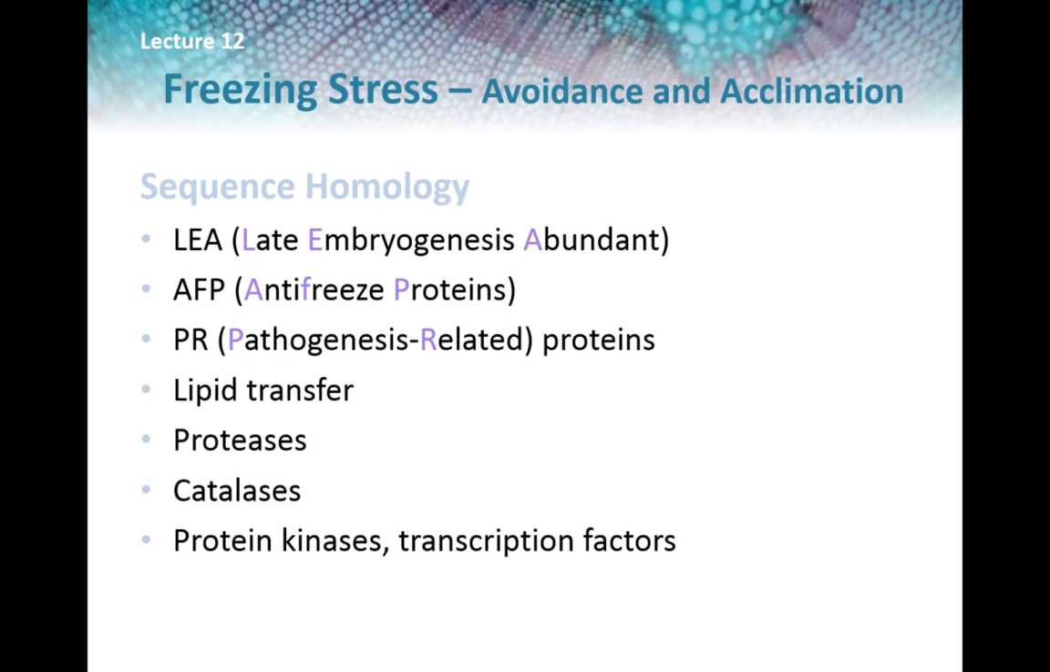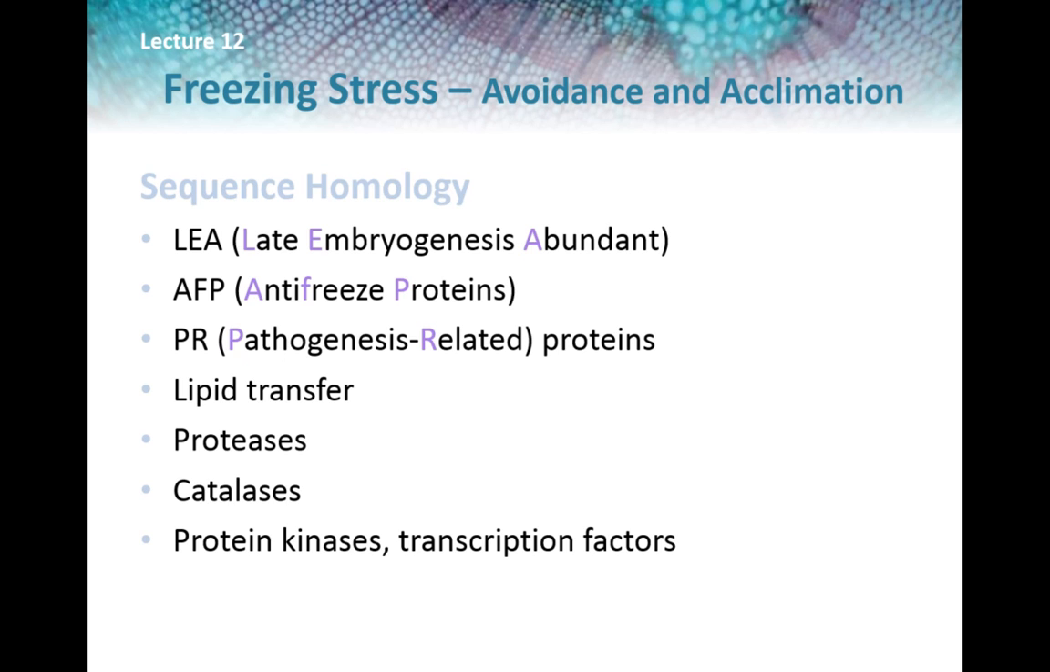LEA proteins, which stand for late embryogenesis abundant, are boiling stable proteins. They are produced during seed formation just before drying. LEA proteins are thought to be involved in resistance of developing embryos to water stress, and their action may be related to their hydrophilic properties.